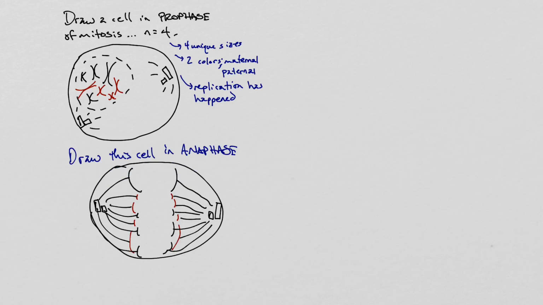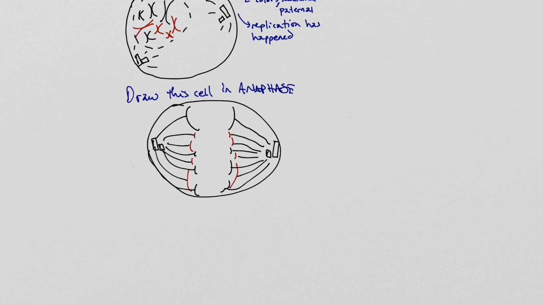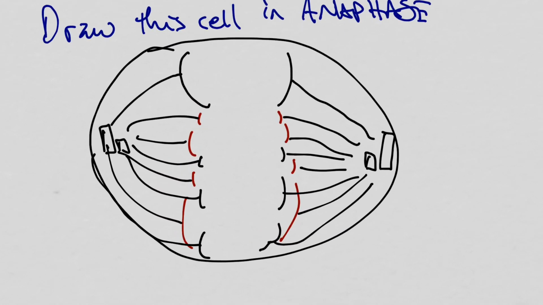All right, here's my cell in anaphase. Now it looks a little messy, so let me point out a couple of things. First of all, I've got my centrioles on opposite ends of the cell. I've got my spindle fibers connected to each of those chromosomes right at the centromere. And let's zoom in a little bit. Let's count up all my chromosomes here. I should have 4 red and 4 black on each side.